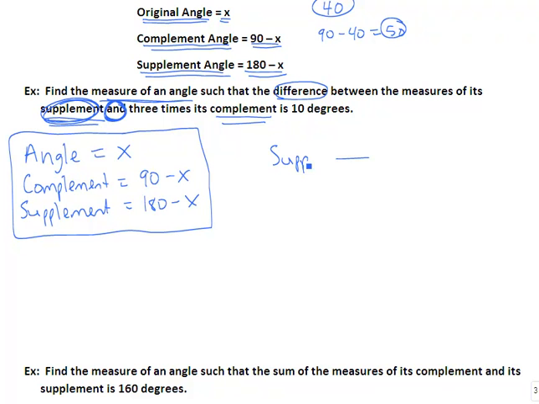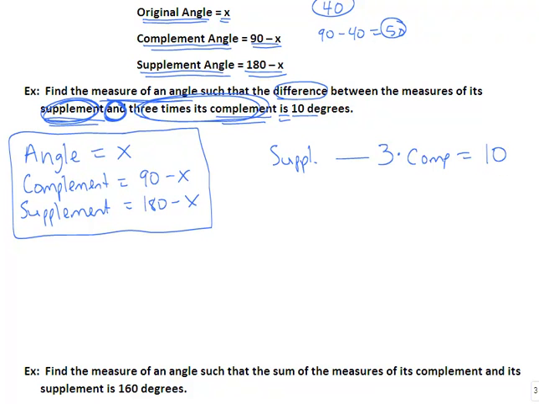So I want the supplement minus 3 times the complement. And that is, or equals, 10 degrees. So in words, this is saying we want the difference, subtraction, between the supplement and 3 times the complement to equal 10. So in words, that's what we have.